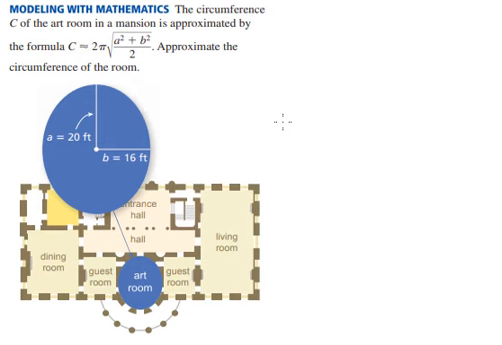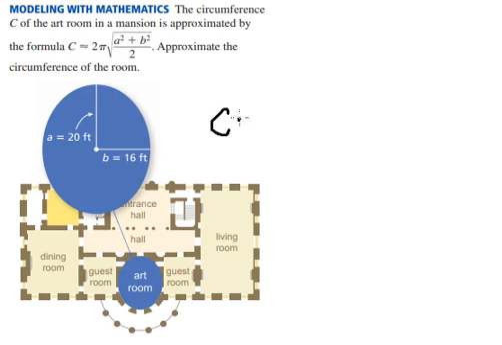The topic today is about dimensions. Now I will show you how to answer. The formula of the circumference of the art room in a mansion should be about this one. In this situation, we just input the value of A and the value of B. Go to this equation in here.